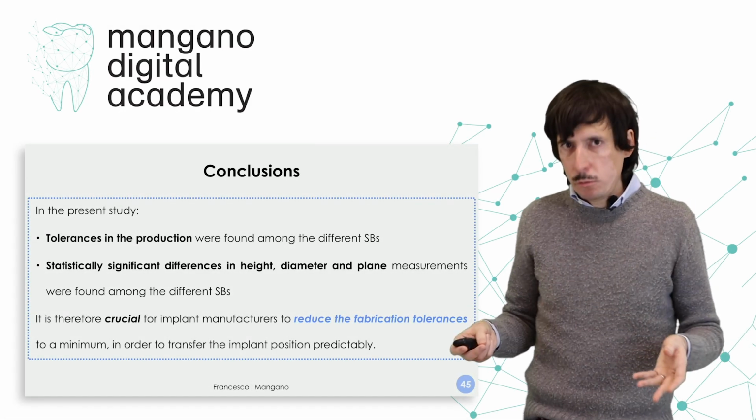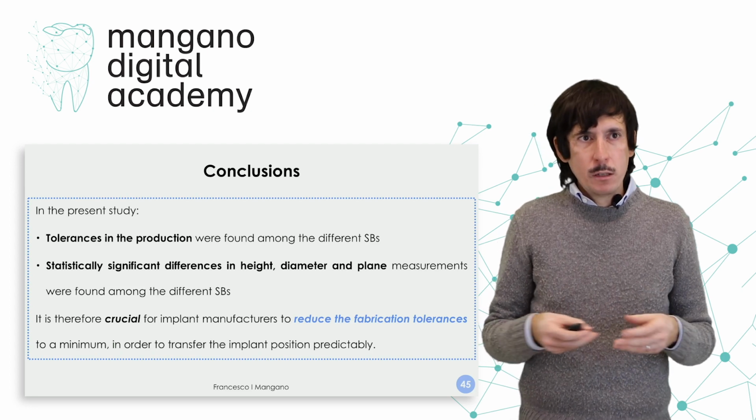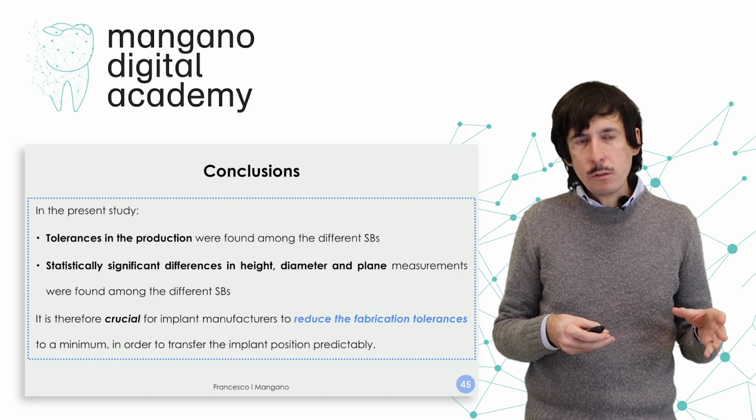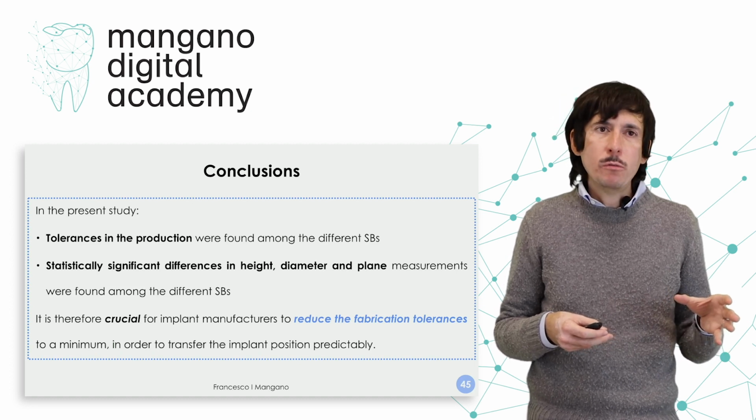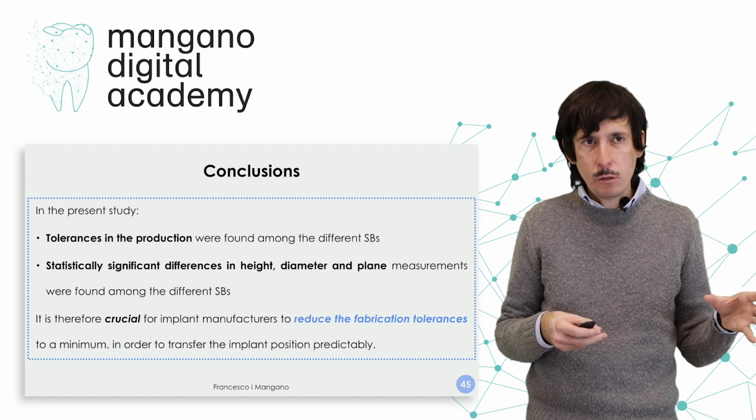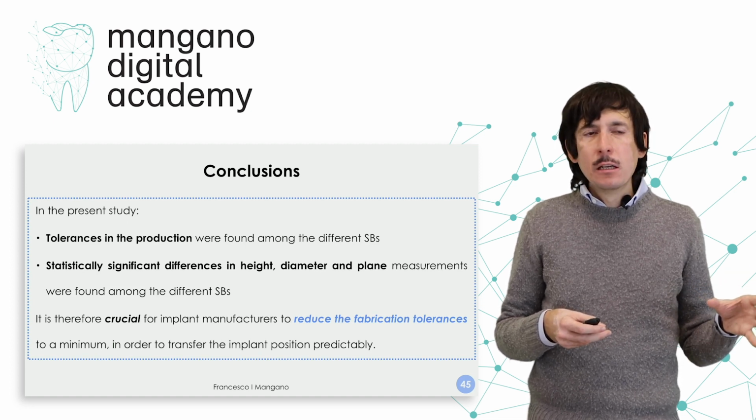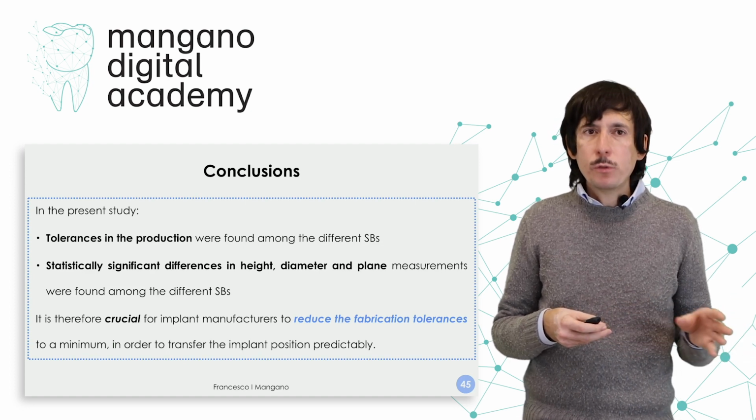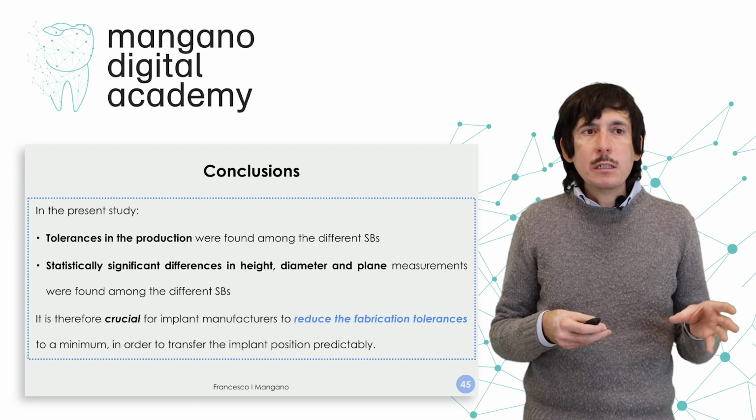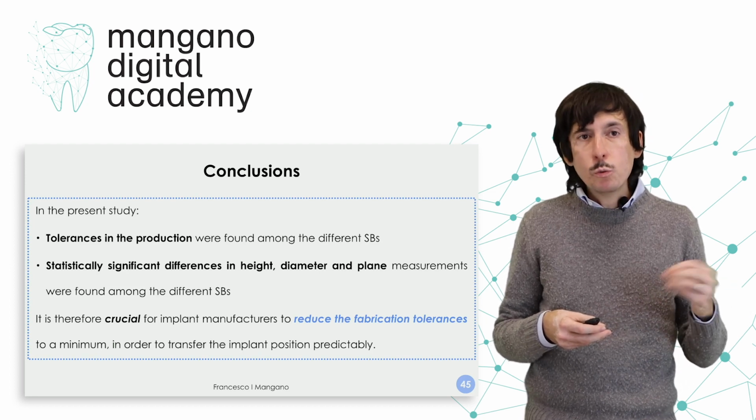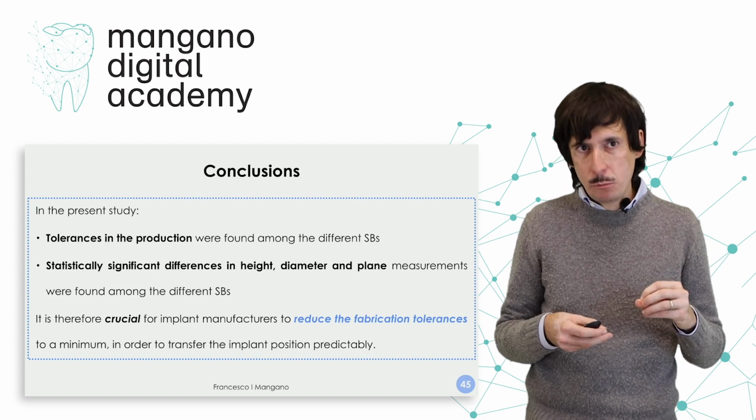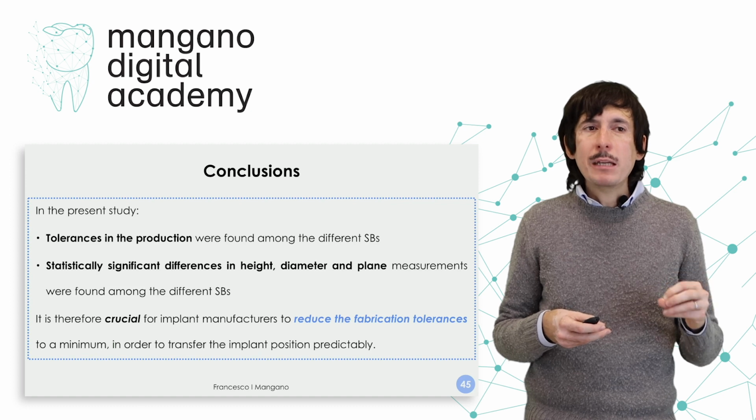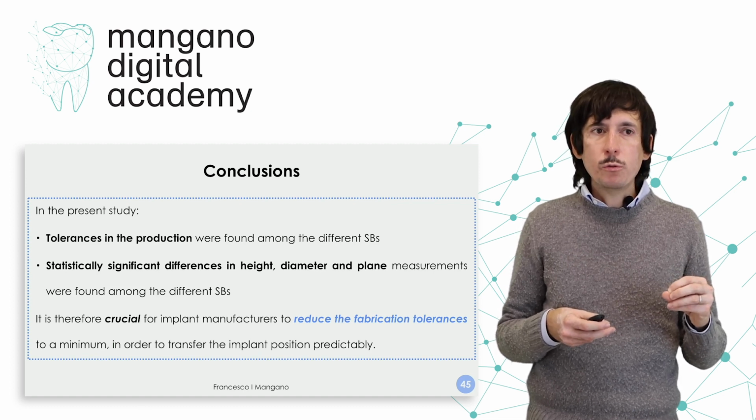And in conclusion, what are the conclusions of this study? First of all, we have tolerances in the production of the different scan bodies. Even if they are limited, even if the manufacturer provides us very good solutions and very good pieces with low tolerances, tolerances exist, and we found them among the different scan bodies. We also found statistically significant differences in tolerance between different types of scan bodies produced by different companies. So in height, diameter and plane measurement, we found differences among the different scan bodies.